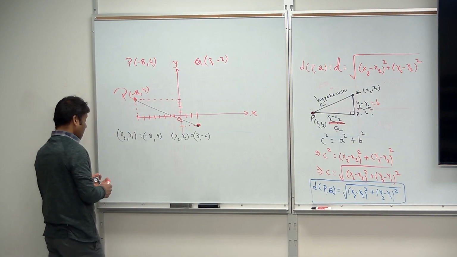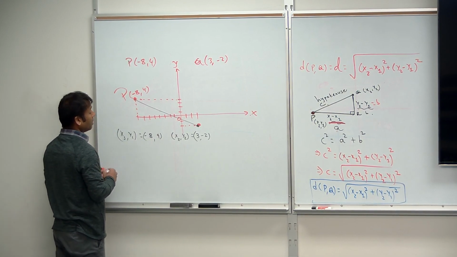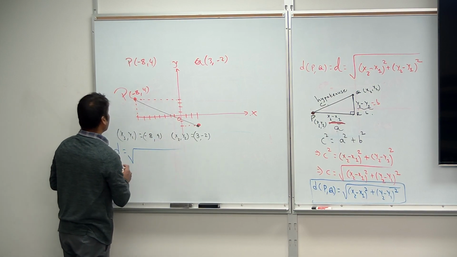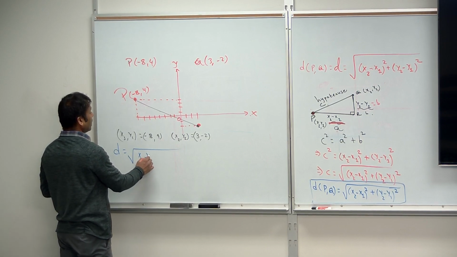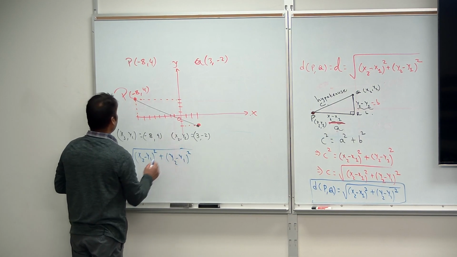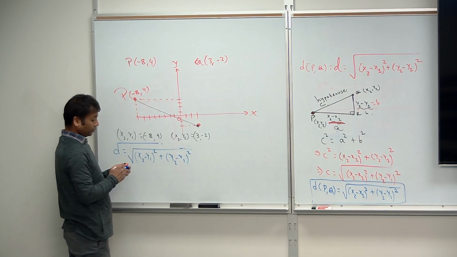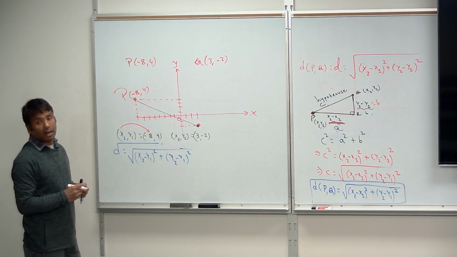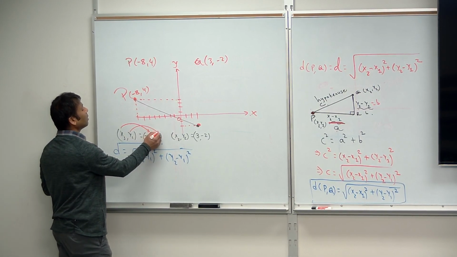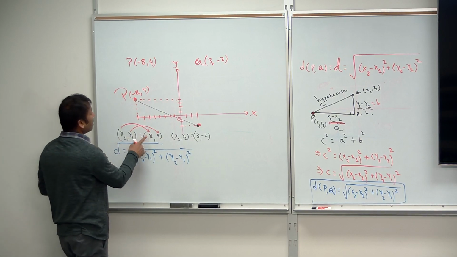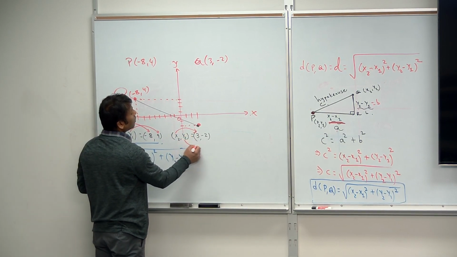So now you have the formula. What is your formula? The distance between these two points, d, equals the square root of (x2 minus x1) squared plus (y2 minus y1) squared. By the way, these two ordered pairs are given. What is the value of x1? Negative 8. What is the value of y1? Positive 4. So x1 is -8, y1 is 4, x2 is 3, y2 is -2.